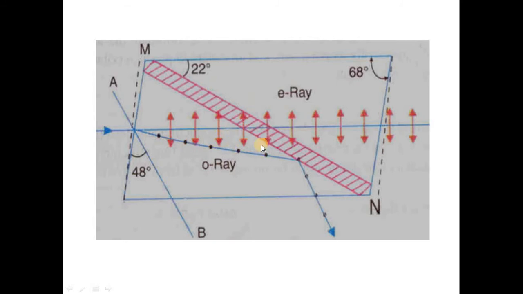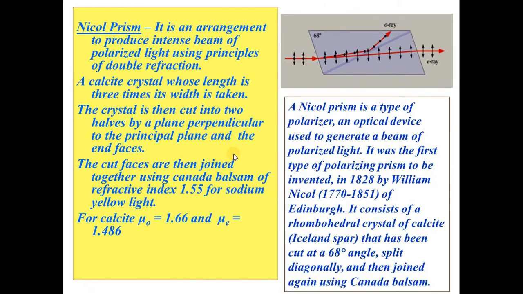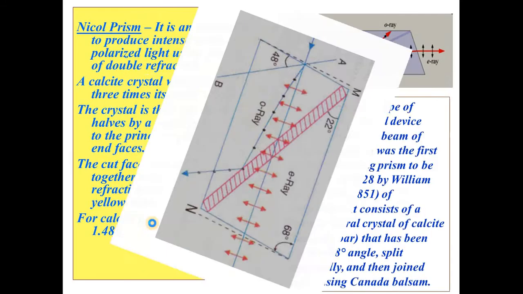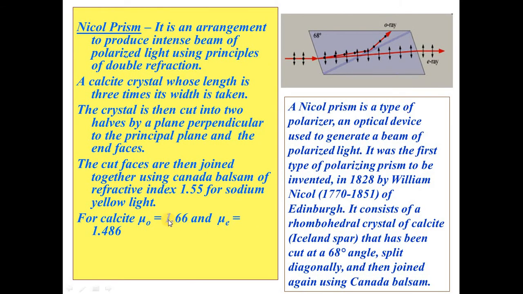And this is what is happening. Light is incident on this calcite crystal, and this light gets split into an ordinary ray and an extraordinary ray. This is the ordinary ray obeying the laws of refraction, and this is the extraordinary ray. Canada balsam has a refractive index of 1.55. The extraordinary ray has 1.486, and the ordinary ray has 1.66. For the ordinary ray, what happens?